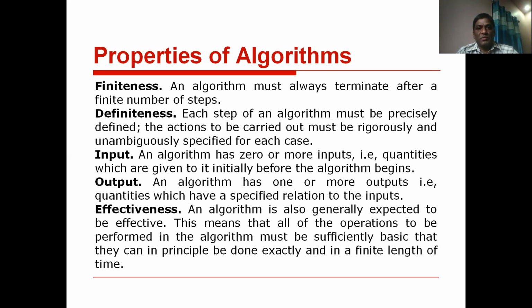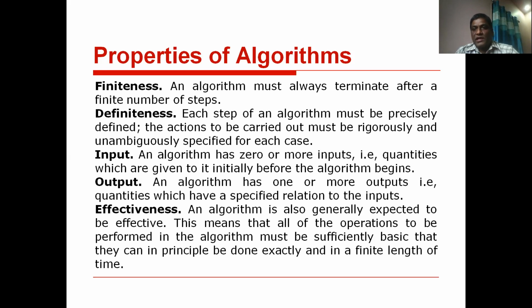And the third property is about the number of inputs that can be submitted to an algorithm. Algorithms expect 0 or more inputs. That means you may submit some inputs to the algorithm while running it. Otherwise, you may not submit any inputs also. You can directly ask the algorithm to run straight away without any input.